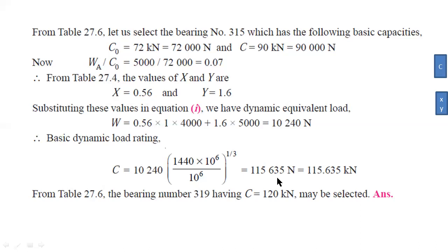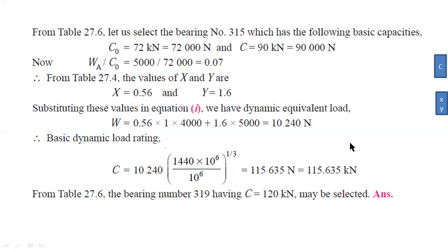And if you want to convert this newtons into kilonewtons, then you have to divide by 1000. Then the answer is 115.635 kilonewtons. Okay, then by using this value you have to select a suitable bearing number.